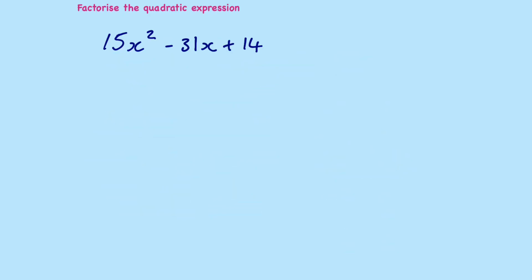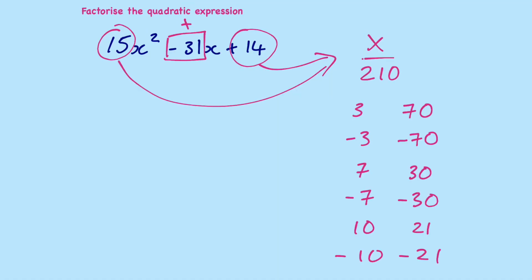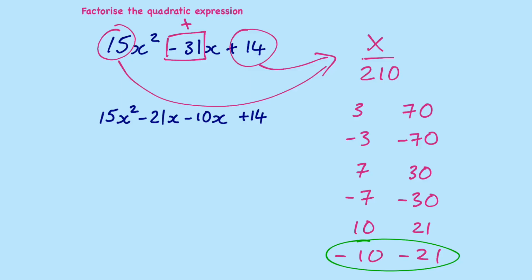Here's another question with slightly bigger numbers to work with. So can you remember what to do? That's right, first of all we have to see what adds to give minus 31, and then what multiplies to give me 210. So I've listed my 6 pairs of numbers which multiply to give me 210, but the pair that also adds to give me minus 31 is minus 10 and minus 21. I then have rewritten my minus 31x as minus 21x and minus 10x.